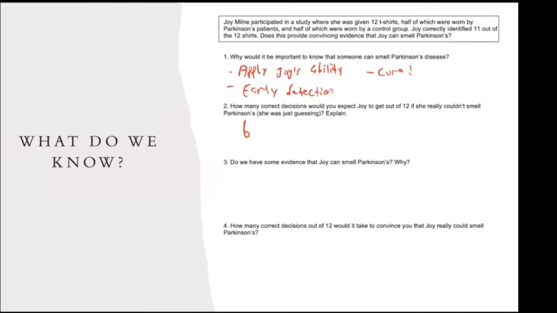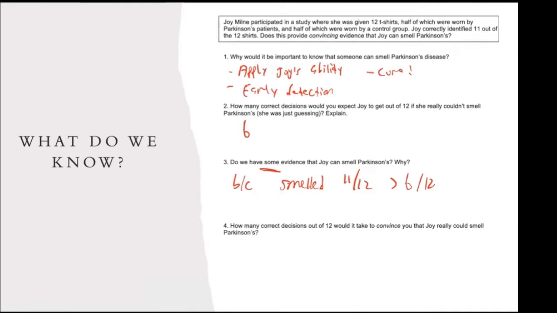Yeah. Cool. All right. Now, do we have some evidence that Joy can actually smell Parkinson's? Do we have some evidence for that? I think she can smell like 11 of them. Yeah, Thomas, absolutely, because she smelled 11 out of 12, obviously greater than 6 out of 12. We have some evidence that this person, Joy, might be onto something.